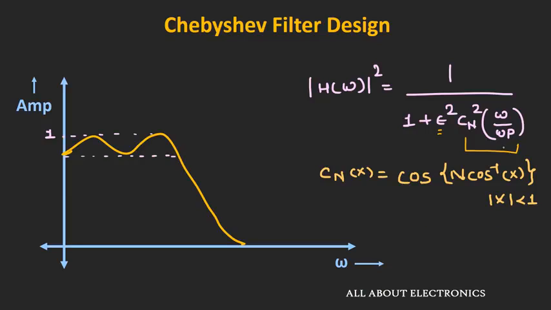And for the frequencies beyond this passband cutoff frequency, the expression can be represented by this expression. As you can see, as you go beyond this cutoff frequency omega p, you will see the monotonic behavior. So now that we have a basic idea about this Chebyshev filter response, let us see how to design this Chebyshev filter by taking one example.